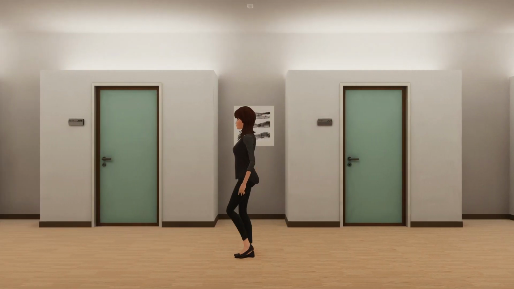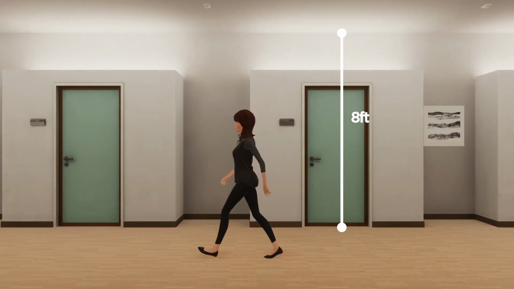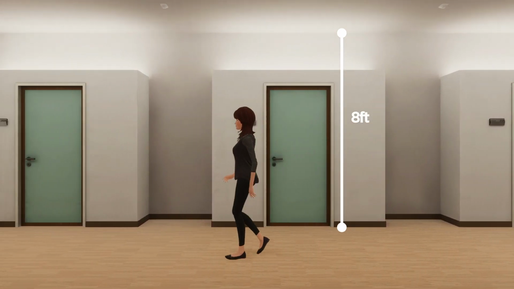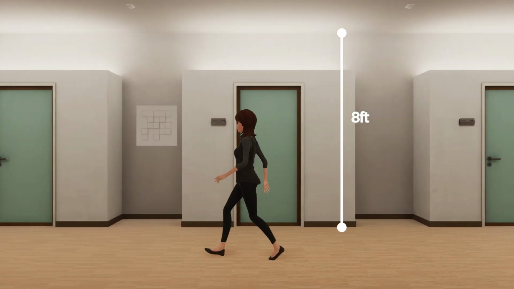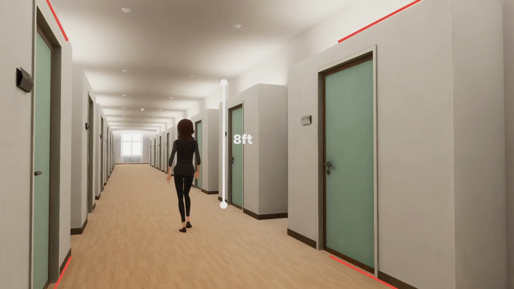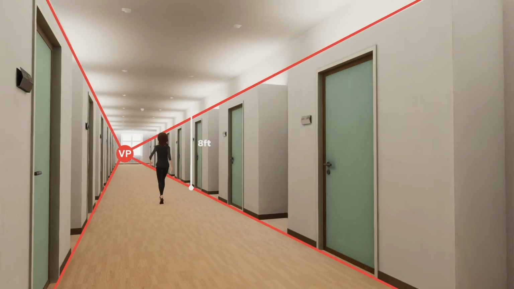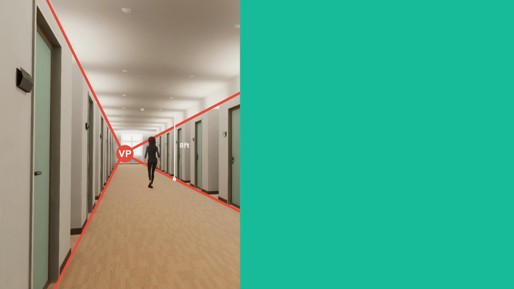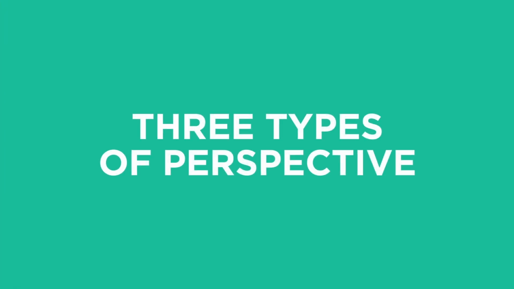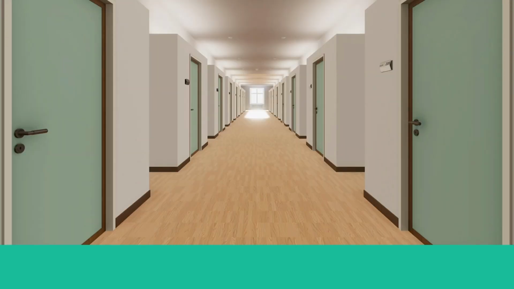Logically, you know that a hallway is about 8 feet tall and it has the same height from one side to the other. But visually, we see lines at different angles going towards a vanishing point at the end of the hall. 3 types of perspective. There are 3 ways perspective lines head towards vanishing points.